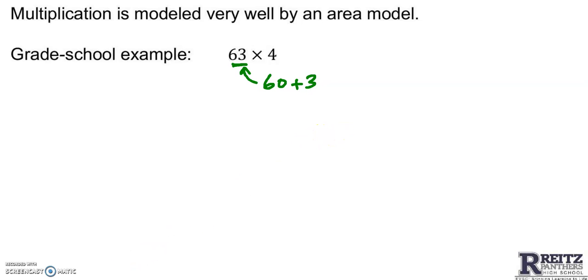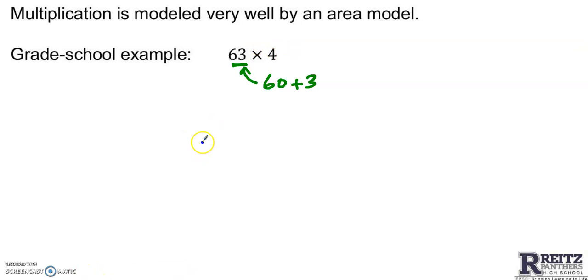63 times 4 could be written in this way. You could write 63 as a sum of 60 and 3. So the way that this often is modeled early on in, like, maybe 3rd grade, probably 4th grade, almost certainly 5th grade, is that you think about multiplication here, where you've got a sum of two things times one thing.